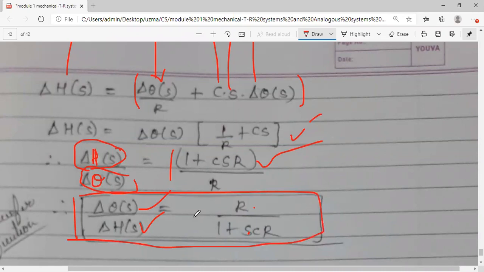So totally we have studied in today's session. First, we have seen hydraulic systems. Example for that was liquid level, water tank. We have derived the transfer function for that. Then we have seen pneumatic systems, air pressure. Then the third one is thermal system.